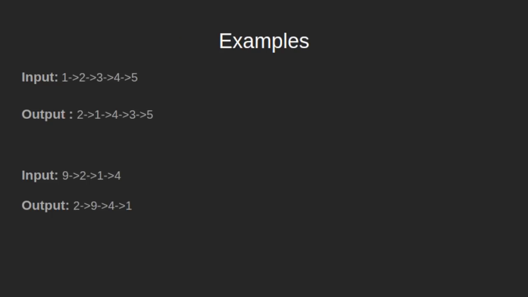Let's see some examples to demonstrate the above problem. In the first example, we have given a linked list 1, 2, 3, 4, 5. After swapping the elements pairwise, we get the linked list as 2, 1, 4, 3, 5. In the second example, we have given a linked list 9, 2, 1, 4. After pairwise swapping, we obtain output as 2, 9, 4, 1.